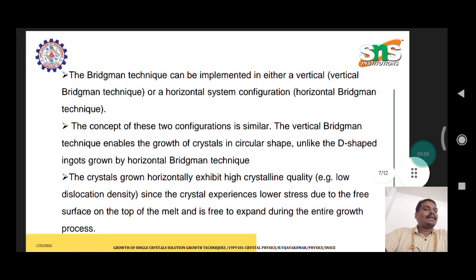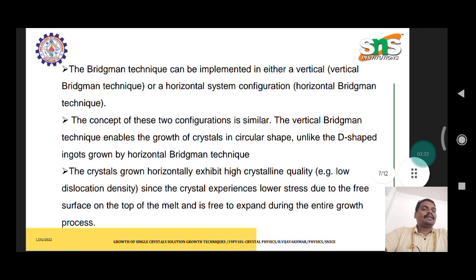The Bridgman technique can be implemented in either vertical or horizontal system configurations. The concept of these two configurations is similar. The vertical Bridgman technique enables the growth of crystals in circular shape, unlike the D-shaped crystals grown by the horizontal Bridgman technique. The crystal grown horizontally exhibits high crystalline quality since the crystal experiences lower stress due to the free surface on the top of the melt and is free to expand during the entire growth process.